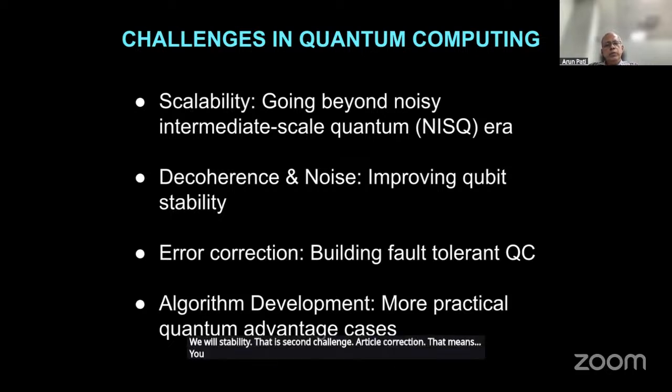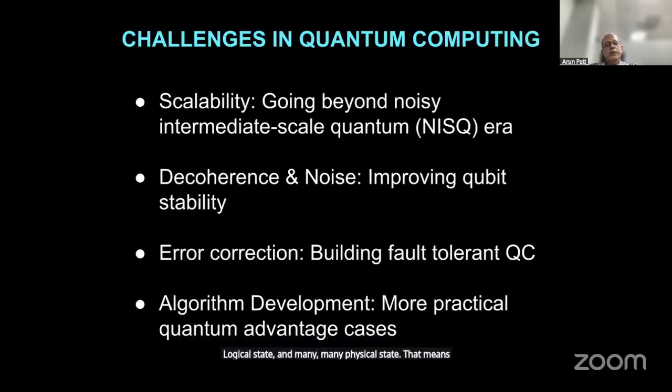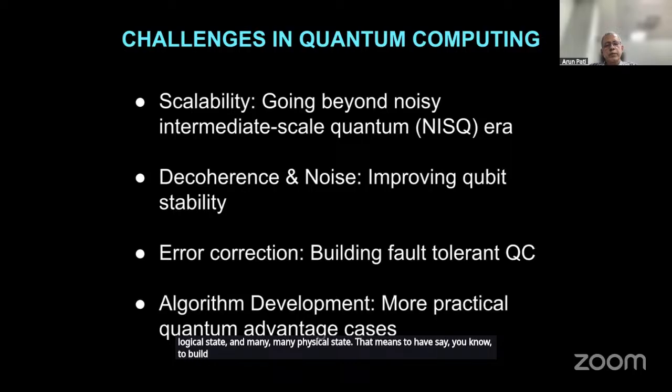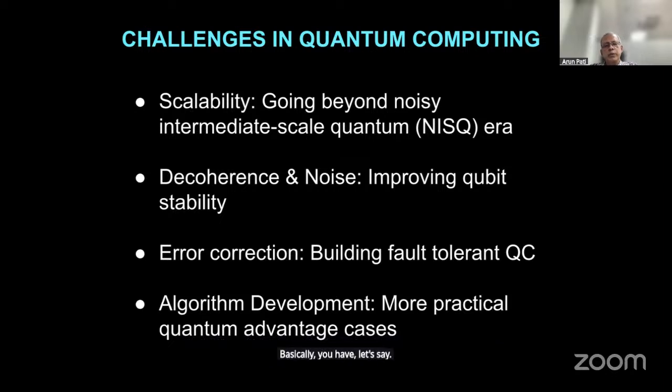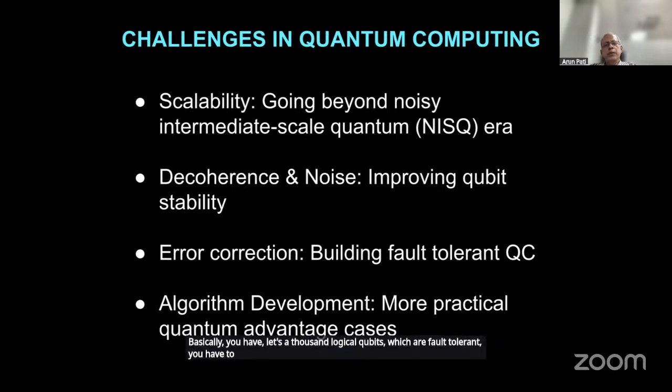That means you have to build your quantum computer to be fault tolerant. And to build a fault-tolerant quantum computer, you have to encode your logical state in many physical states. That means to build one logical state, you have to encode maybe 100 or several hundred physical states. So that really gets multiplied. If you have, let's say, 1,000 fault-tolerant logical qubits, you may need a million physical qubits. So that is a real challenge.